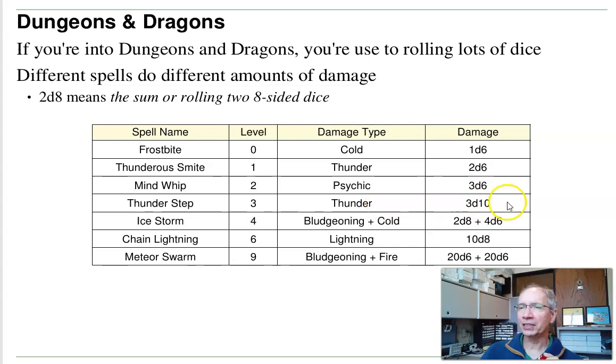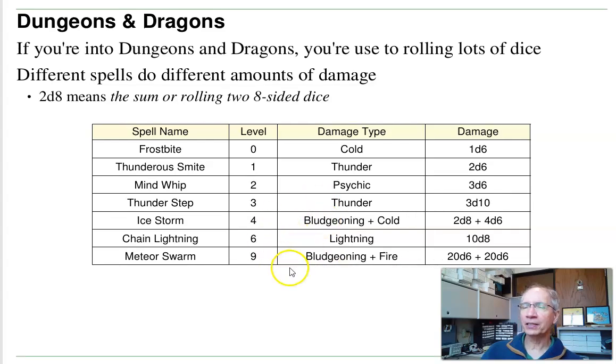Thunderstep is 3d10. Ice Storm does 2 8-sided dice plus 4 6-sided dice. In D&D, this is how they write it. 2d8 means 2 8-sided dice. 4d6 means 4 6-sided dice. Chain Lightning is 10 8-sided dice. Meteor Swarm, highest level spell you can cast: 20 6-sided dice plus 20 6-sided dice. 20d6 of bludgeoning damage, 20d6 of fire damage. You get hit with the Meteor Swarm spell, you're hurting. Let's find out the PDF for each of these.